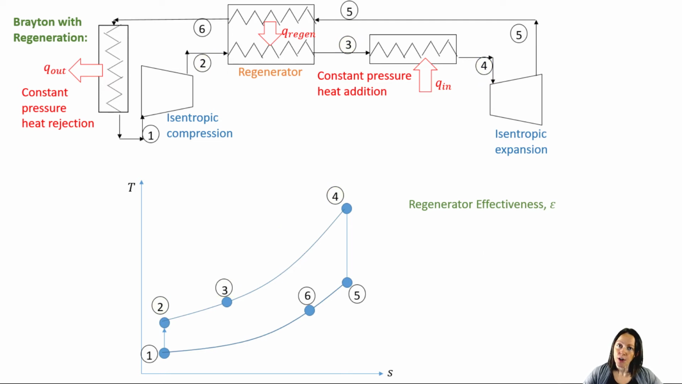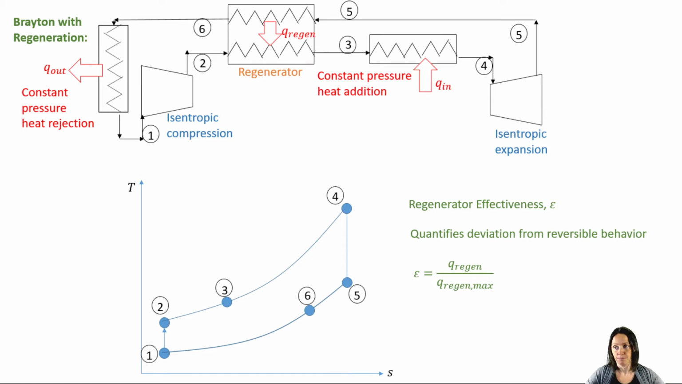All right, so let's talk about the regenerator effectiveness. We're making the assumption that everything operates reversibly, and that regenerator effectiveness allows us to quantify the deviation from reversible behavior, because in reality there are going to be irreversibilities. There's no such thing as a completely reversible process. It's just some idealized process that we're comparing to. So here's my equation for regenerator effectiveness. It's equal to Q regen, the actual amount of heat transferred by regeneration, over the maximum possible amount of heat that I could transfer by regeneration.